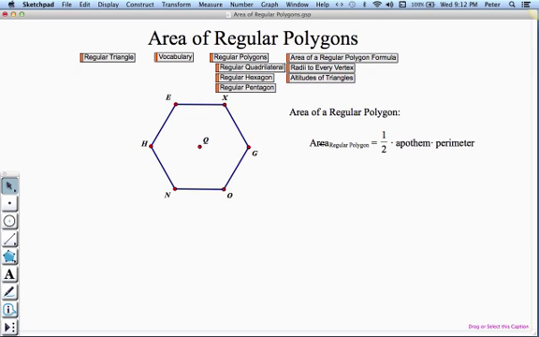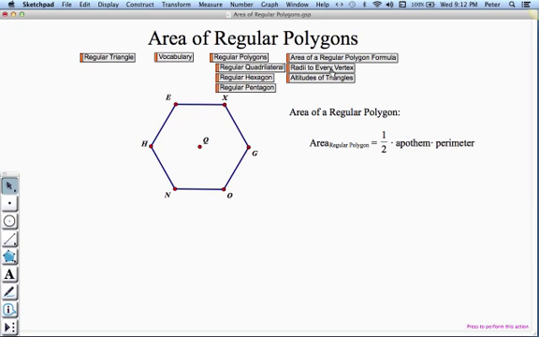The formula is that the area of a regular polygon is 1/2 the apothem times the perimeter of the polygon. 1/2 apothem times perimeter. Pause and make sure that's in your notes. Now let's explain where that came from.